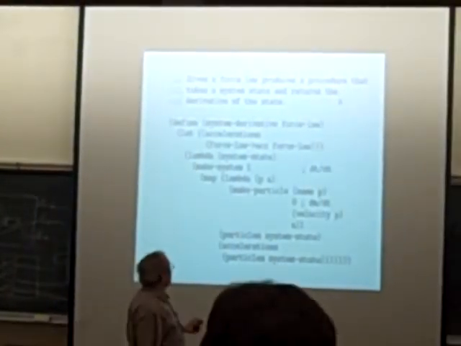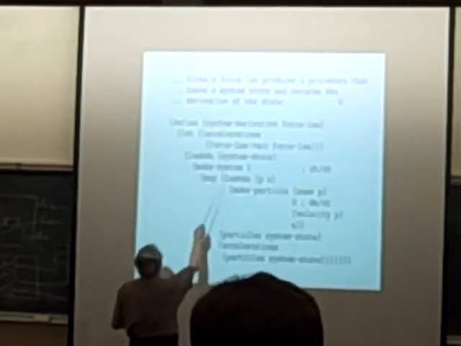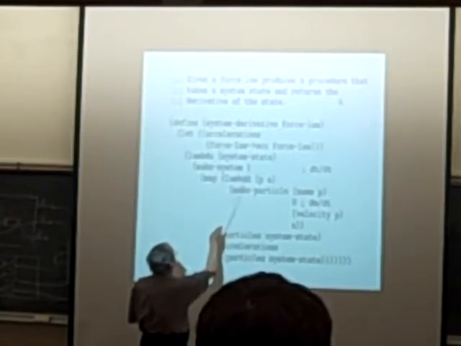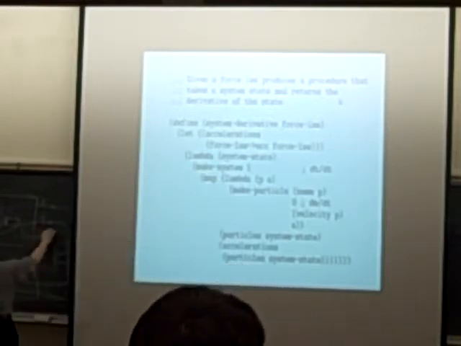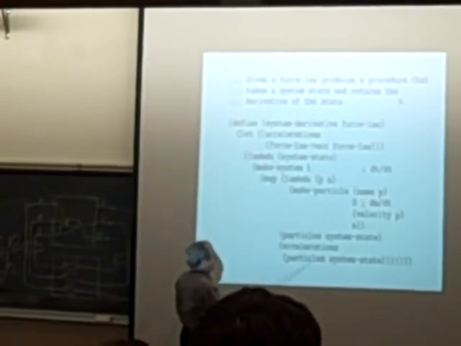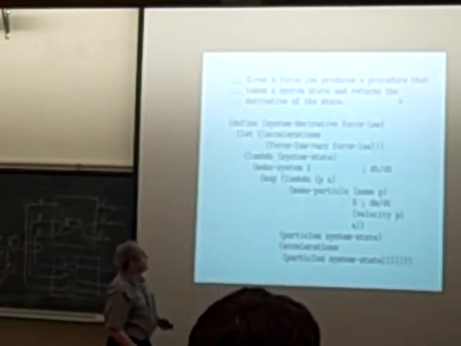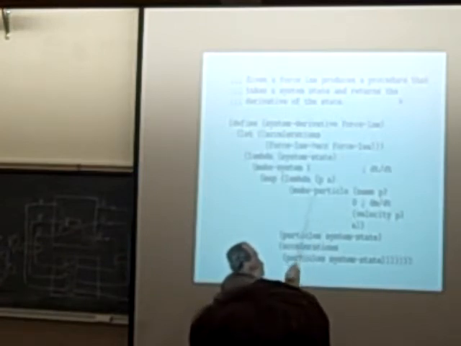What you're seeing here does this: given a set of particles, the system state, it's going to make a new system state, which is the differential state. So it's going from here to here. There's a system derivative. It goes from there, making a bunch of particles, and over there the acceleration is being computed. Because the velocities and the accelerations are being put in each of the particles.